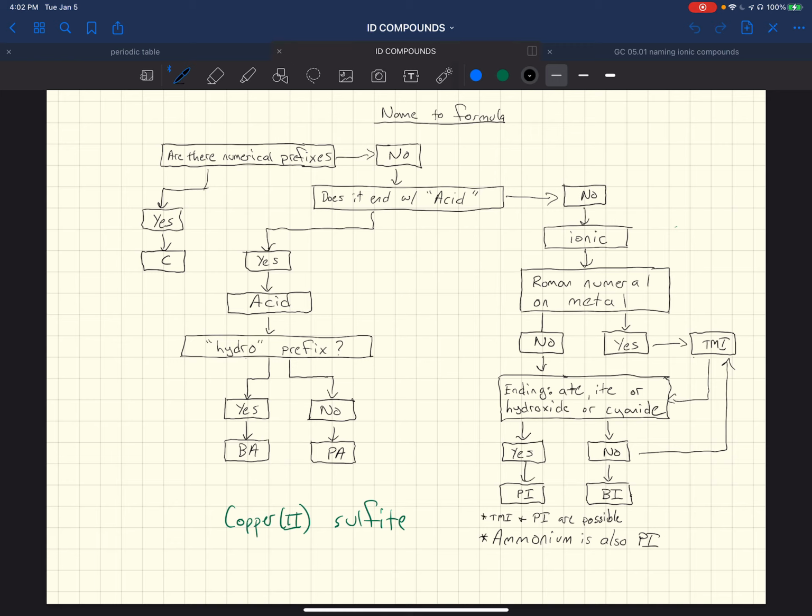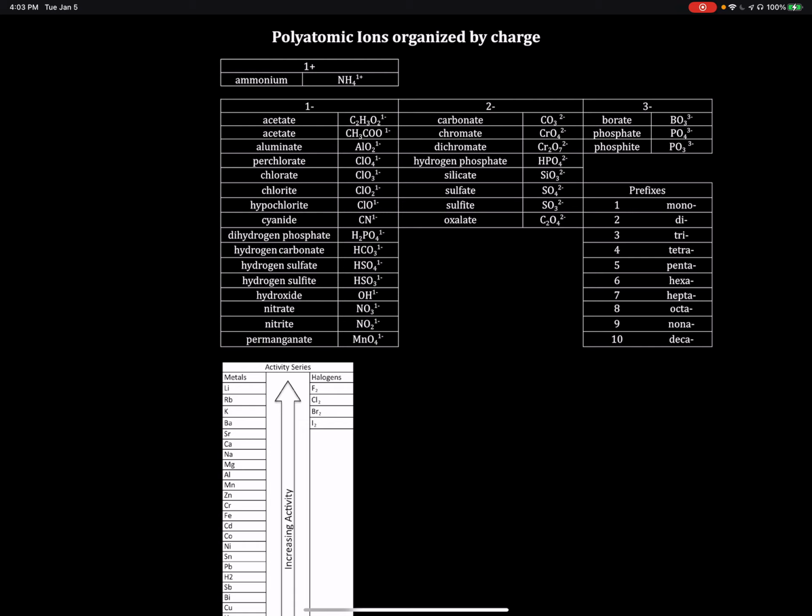Now, does the anion end in ATE, ITE, or hydroxide or cyanide? Oh, look, that ends in an ITE. And when we look at the polyatomic ions, you'll notice that most of them end in either ATE or ITE. You might notice that there are a couple like cyanide and hydroxide that are a little different. You just kind of have to remember that those are polyatomic ions. So that ITE ending tells me that I have a polyatomic ionic.